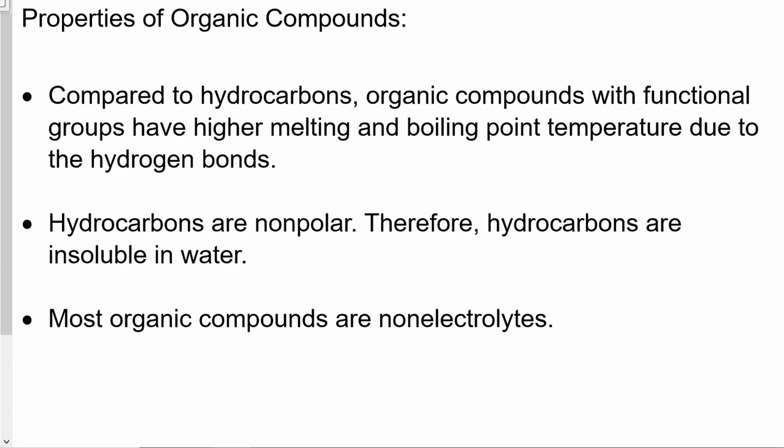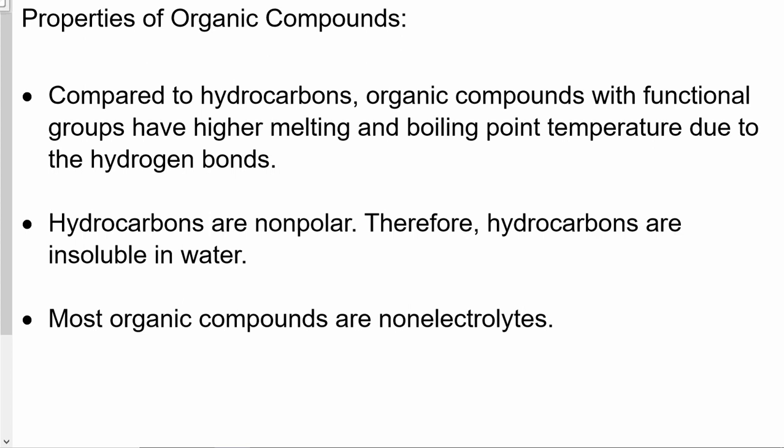Properties of organic compounds. Compared to hydrocarbons, organic compounds with functional groups have higher melting and boiling point temperature due to the hydrogen bonds. All the functional groups have an electronegative atom, such as oxygen or nitrogen. If you have an oxygen or nitrogen in a compound along with hydrogen, then there will be a hydrogen bond. There will be an attraction between hydrogen and the electronegative atom. And due to those hydrogen bonds, there will be additional attractions in between molecules, which is known as intermolecular forces.